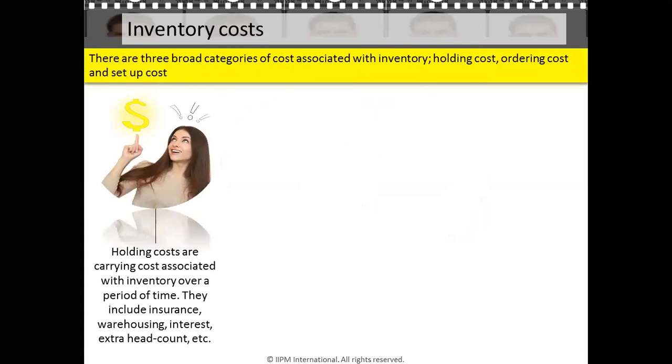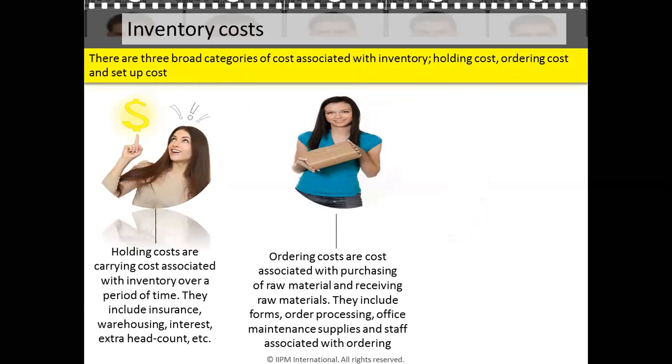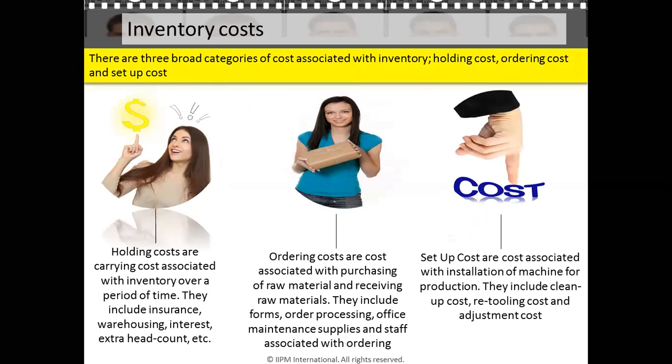Inventory costs. There are three broad categories of costs associated with inventory: the holding cost, the ordering cost, and the setup cost. Holding costs are carrying costs associated with inventory over a period of time. They include insurance, warehousing, interest, extra headcount, and so on. Then you have the ordering costs associated with purchasing of raw material and receiving raw materials. They include forms, order processing, office maintenance supplies, and staff associated with ordering.